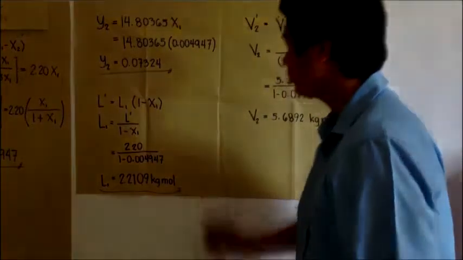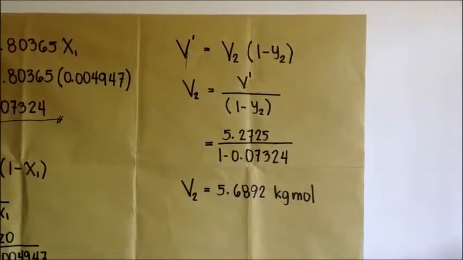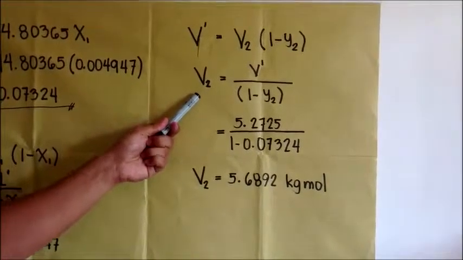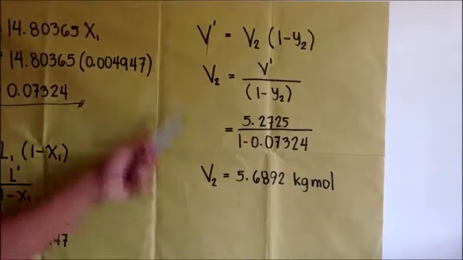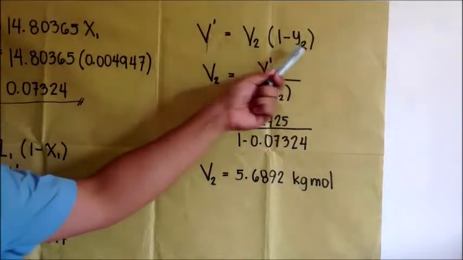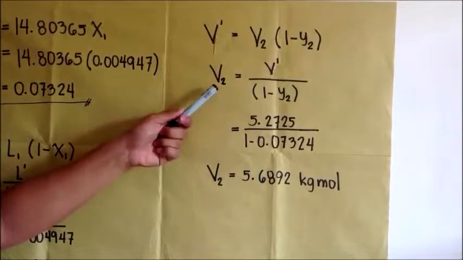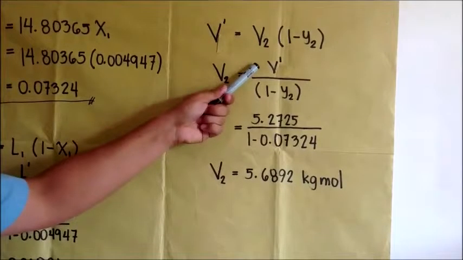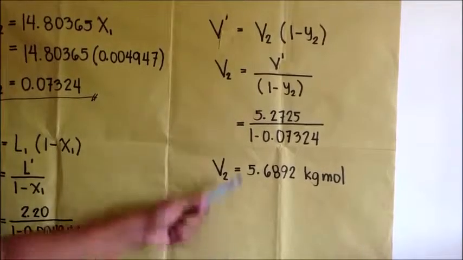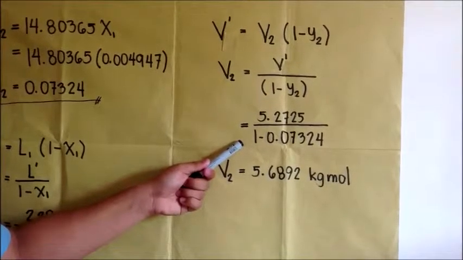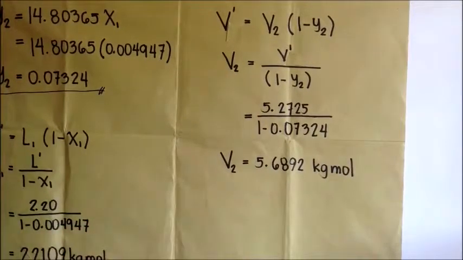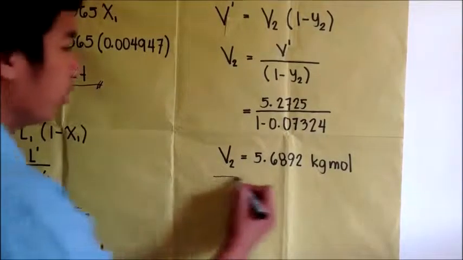Lastly, we will solve for our V2, or the amount of gas leaving the system. From our formula of V prime is equal to V2 times quantity 1 minus y2, we can derive the formula for V2, which is equal to V prime over 1 minus y2. We will substitute our values and we will get an answer of 5.6892 kilogram mole.